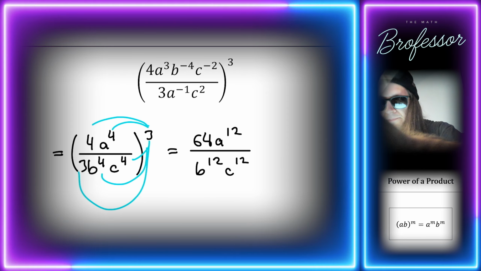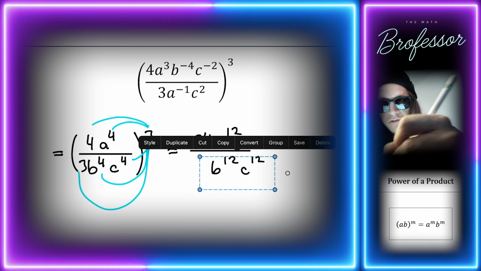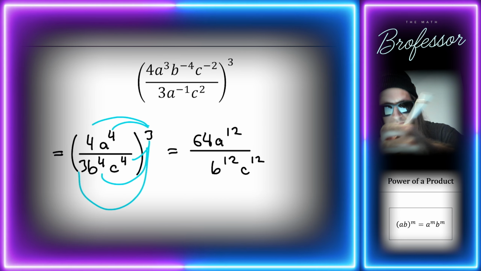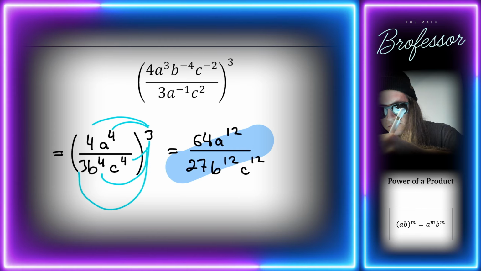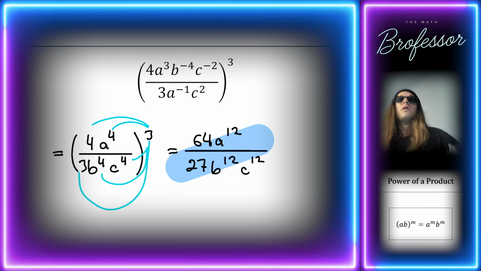Boom. Okay. You would also need to do 3 to the third power. 3 times 3 times 3 is 27. There it is right there. That's it. Let's fix that fraction bar. Good.